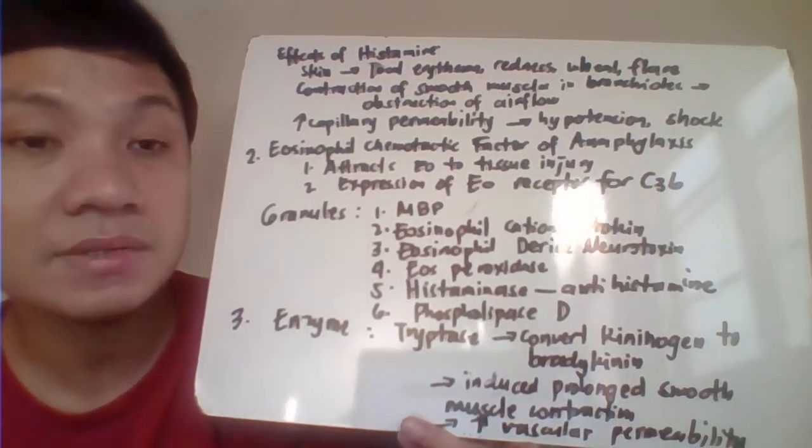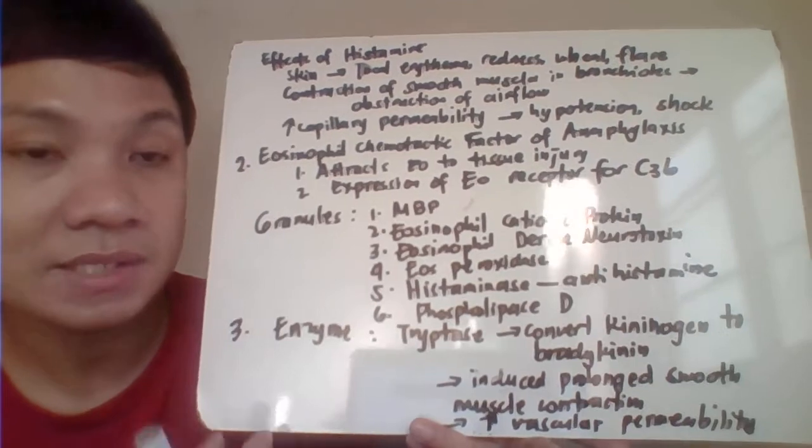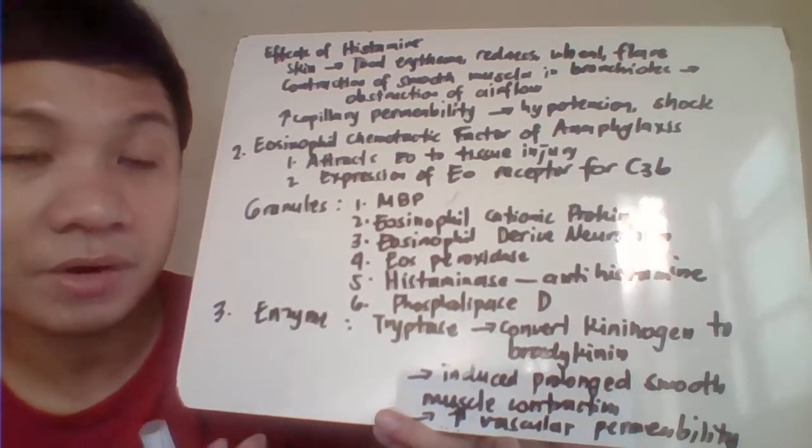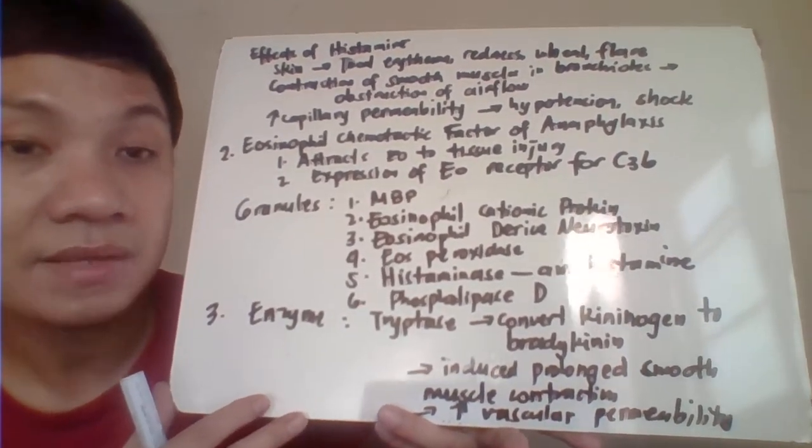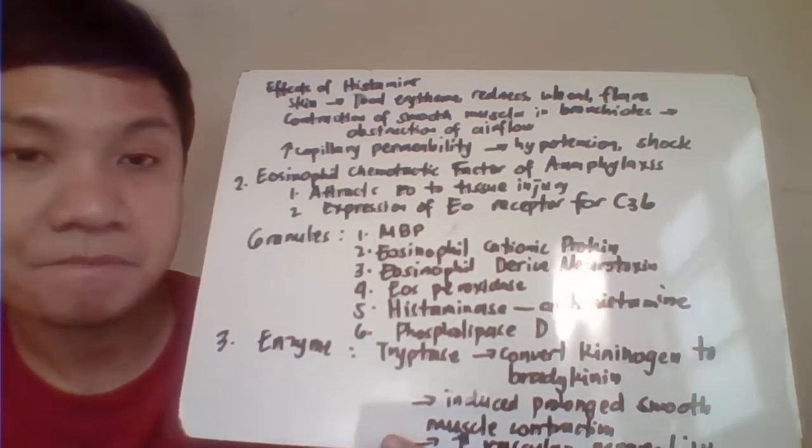So they are being released as early as 30 to 60 minutes upon contact of your allergen with your IgE-sensitized mast cells or basophils.